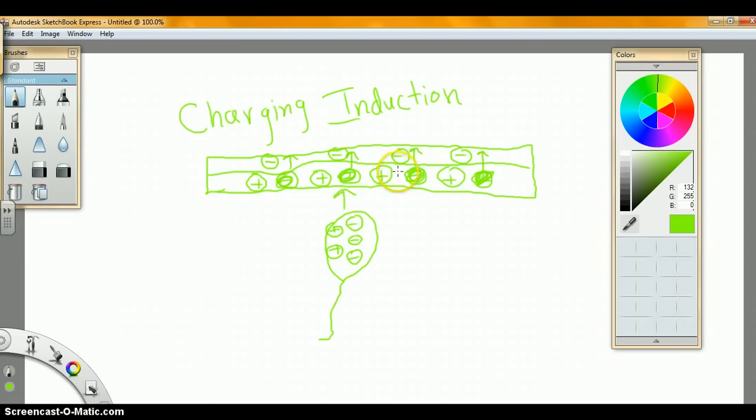Eventually, these electrons will move back down, because one of these electrons will give off to the air and get back to balance, and when these electrons move back down, the balloon will fall to the ground. So hopefully that helps you understand a little bit more about charging by contact and charging by induction. We're going to do these in class tomorrow, so you guys will get first-hand experience with it.